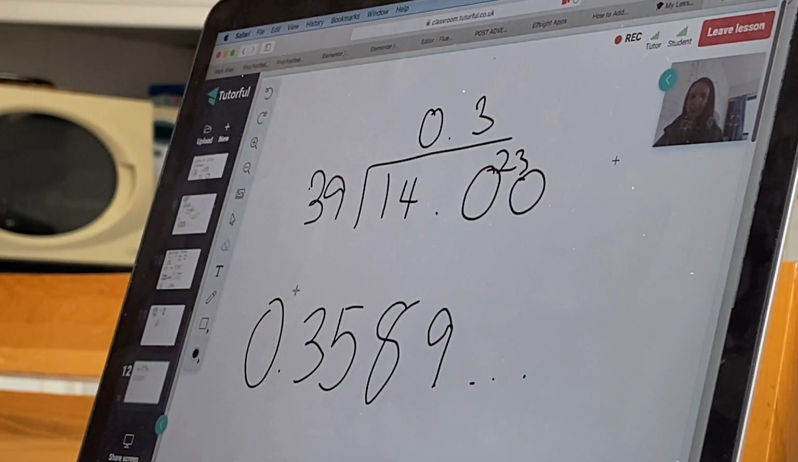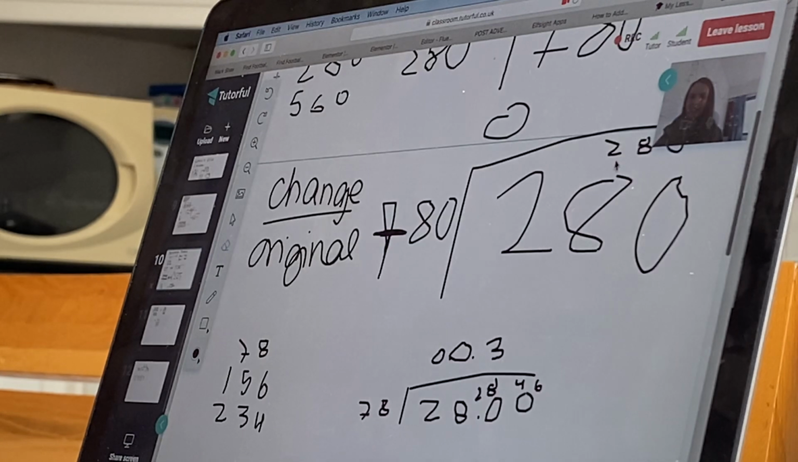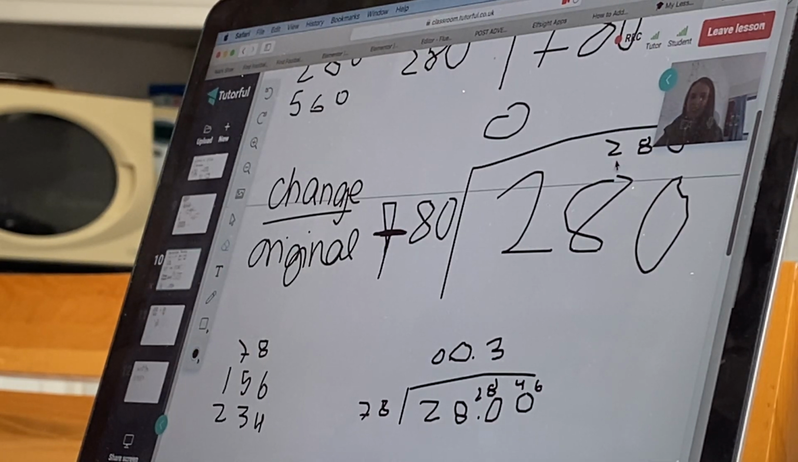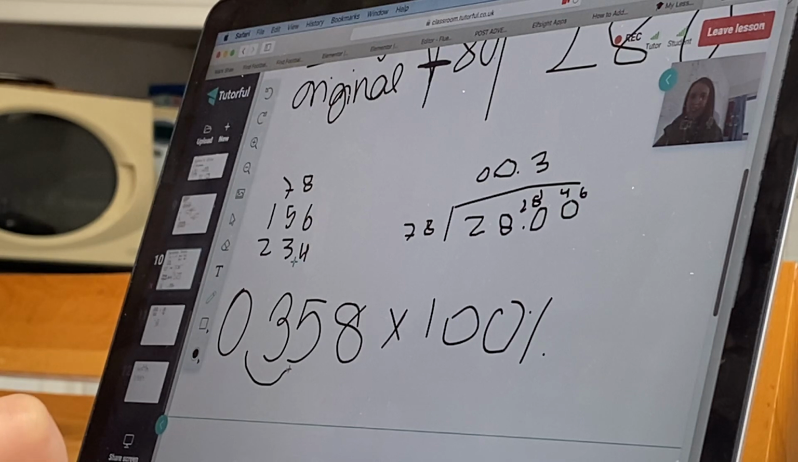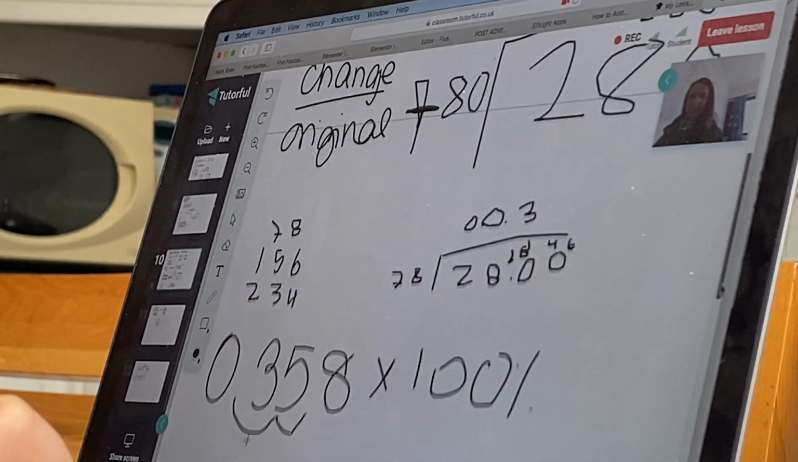But well done, that was really good. So this is our decimal answer. So how can we turn that into our percentage decrease? So let's go back to the question here. So now we need to multiply it by 100. Which is going to be, so we do 0.358. Not quite. So we're doing 0.358. We're multiplying it by 100. So just check where your decimal point is going. Yeah, perfect.